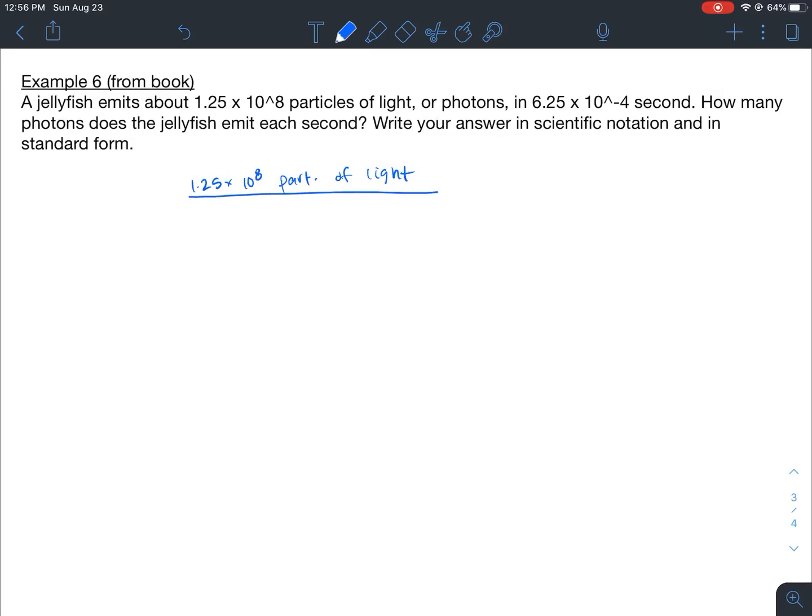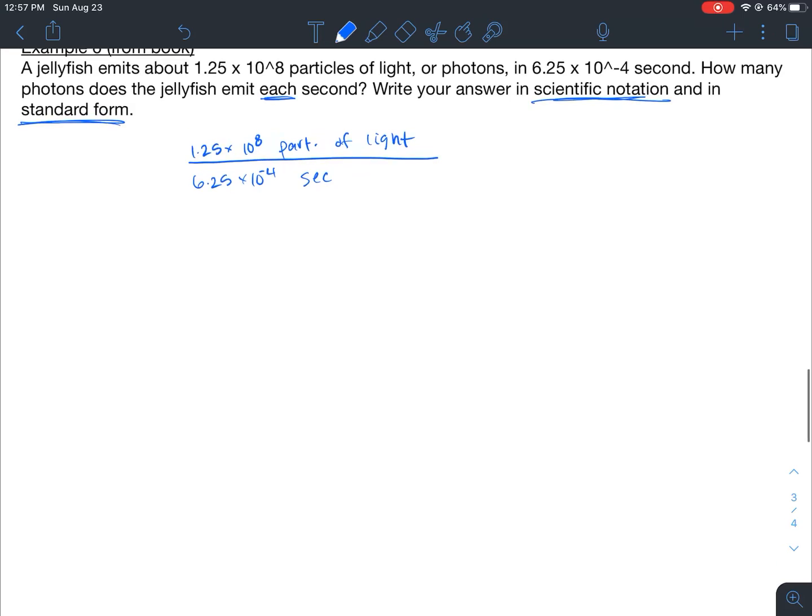So we're saying per 6.25 times 10 to the negative 4 seconds. So that's how we write it. It's kind of like miles per hour, but we're saying particles of light per second. So it wants to know how many photons a jellyfish emits each second. Then write the answer in scientific notation and standard form.